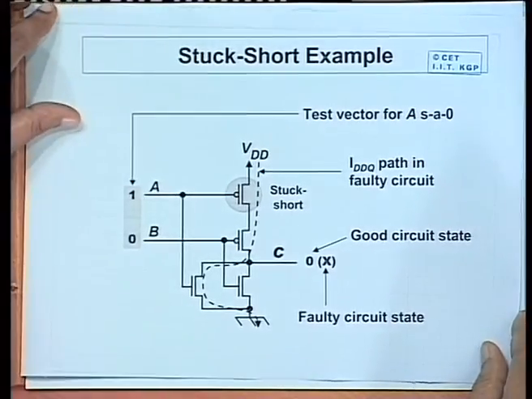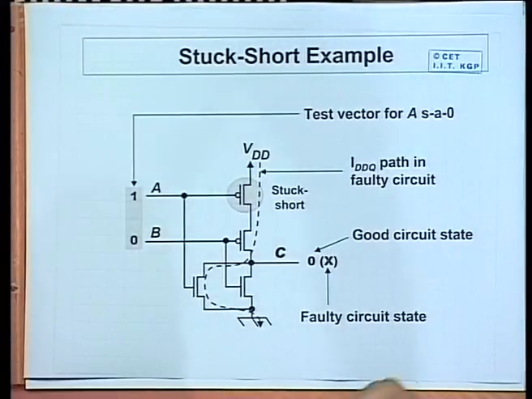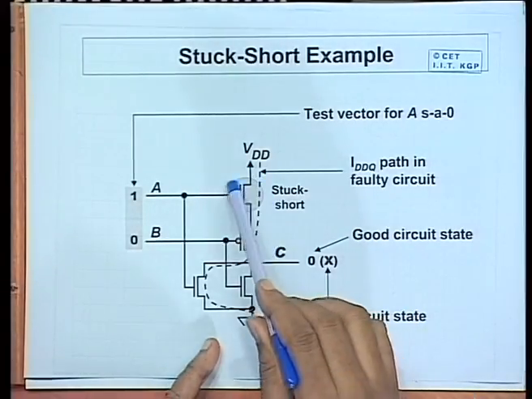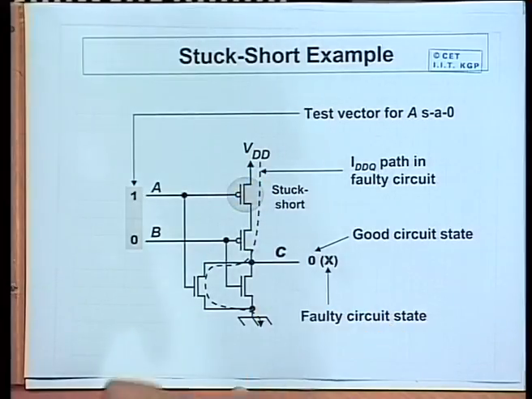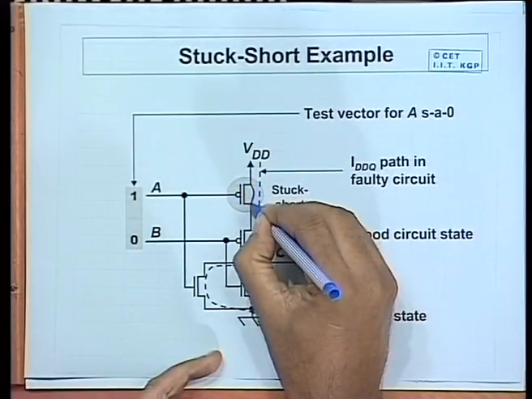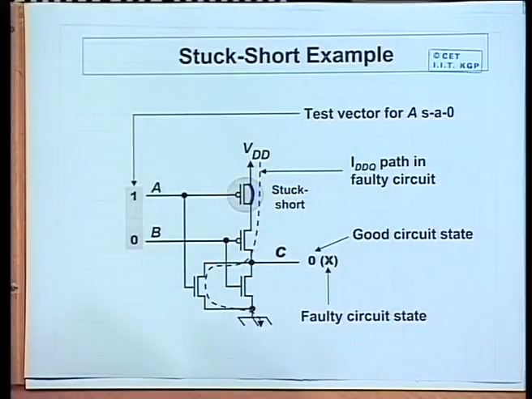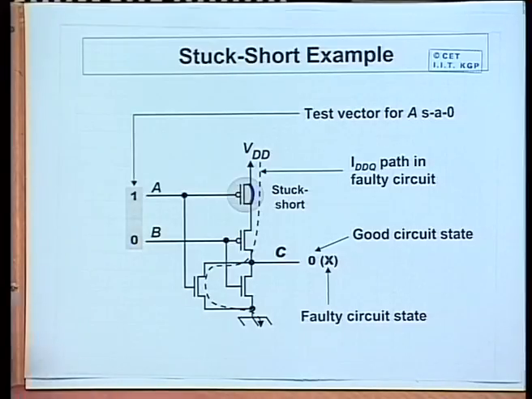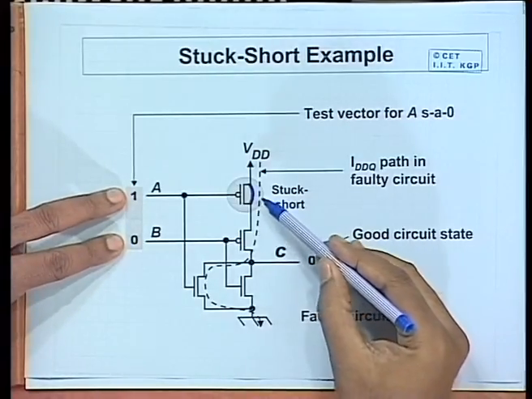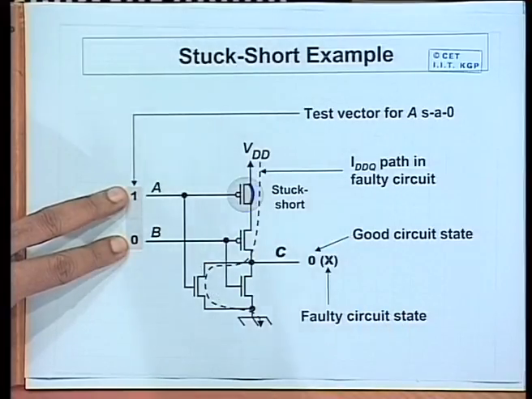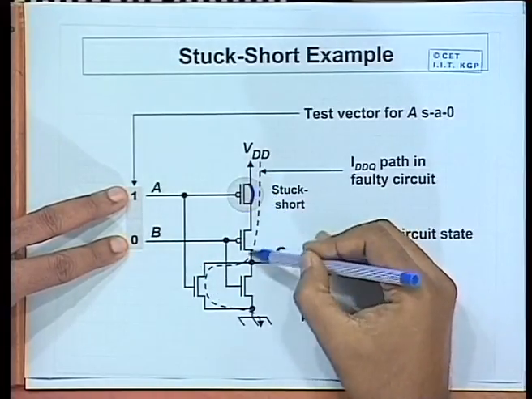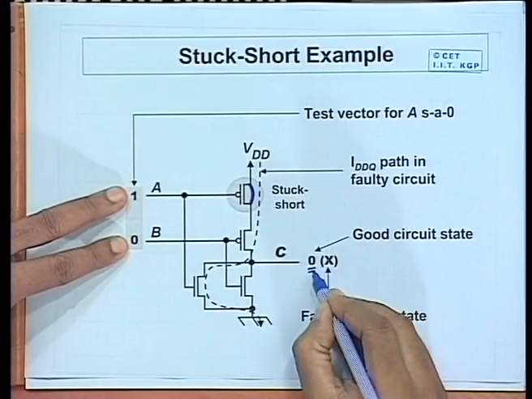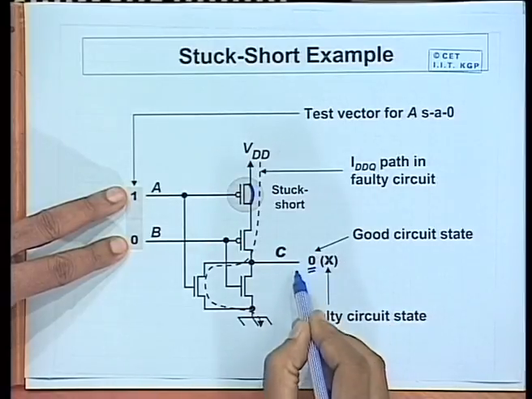The other one is the stuck short fault. Stuck short fault is different. Say this pull up transistor has a stuck short fault, which means there is a permanent connection like this. Now, if I apply a 1 0 input vector here, then under normal circumstances the pull up network would be off, pull down would be on, and we were expecting a logic value 0 in the output, because the output capacitor would discharge to ground.